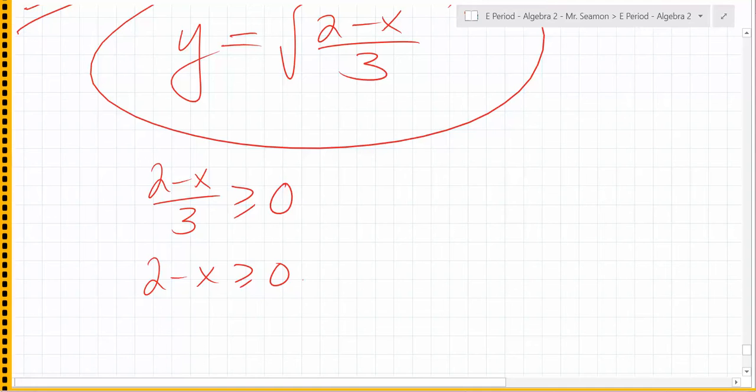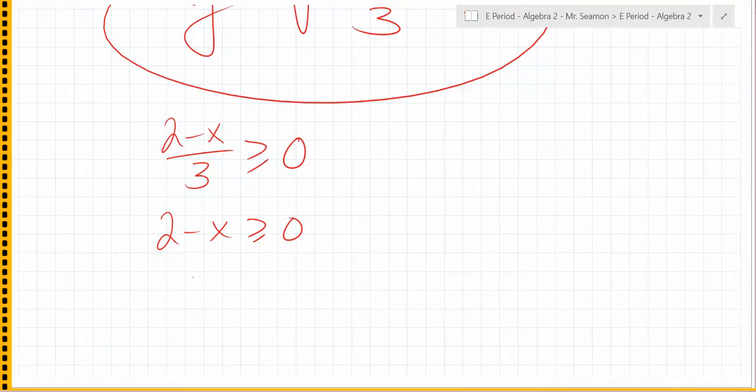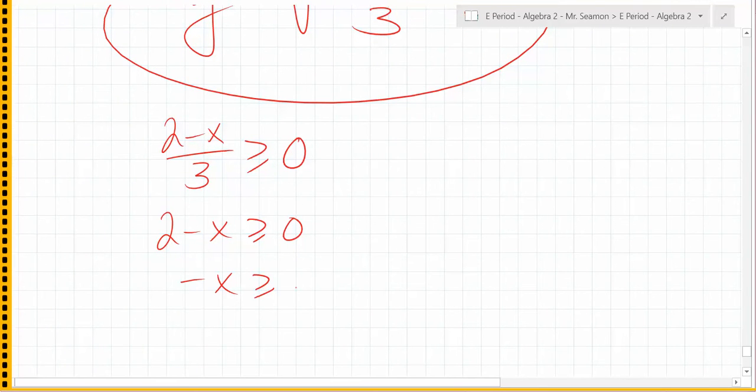Yeah. Keep in mind, when you multiply 0 by anything, what do you still have? 0. So, negative x is greater than or equal to? Or no. You're subtracting 2, so negative x is greater than negative 2, but we don't like the negative, so we have to multiply by negative. So it becomes x is what?